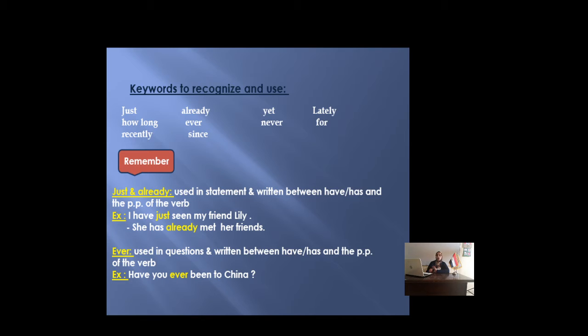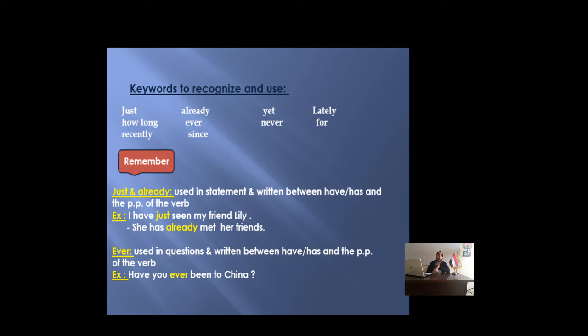Also, if you use already, it means that I have done it in the past and it doesn't matter for me. So, have you done your homework yet? Yes, mom. Okay, don't worry, I've already done it. So, everything is okay. We use just and already in statements and write them between have or has, as we said, in the sandwich. You have have or has at the beginning, then you have just or already, then you have the verb in the PP. What is the PP? It is the third form.